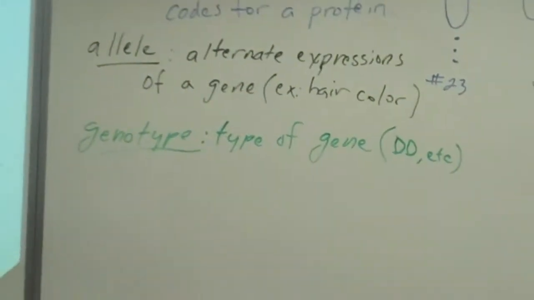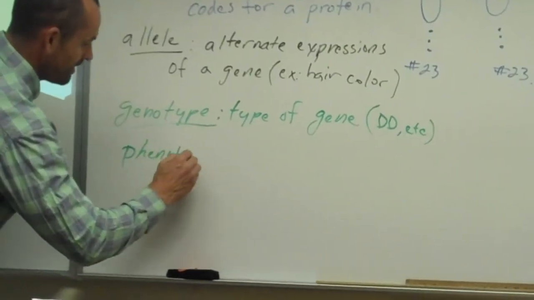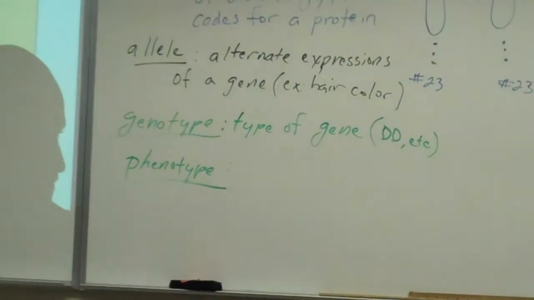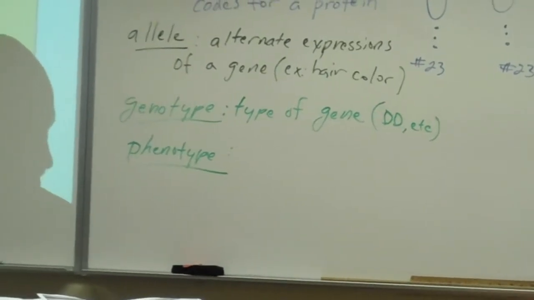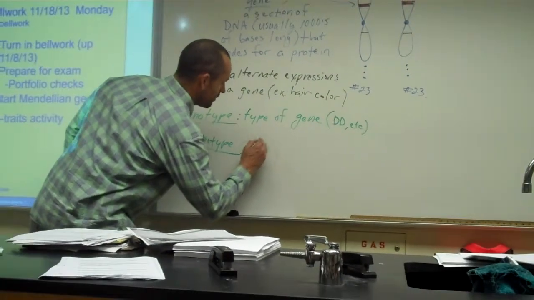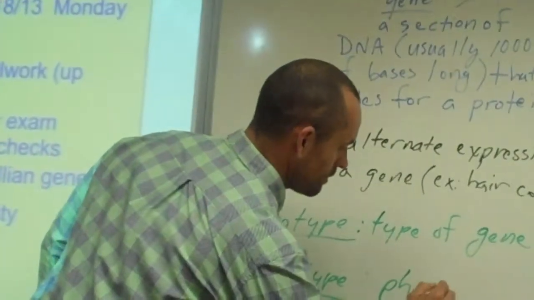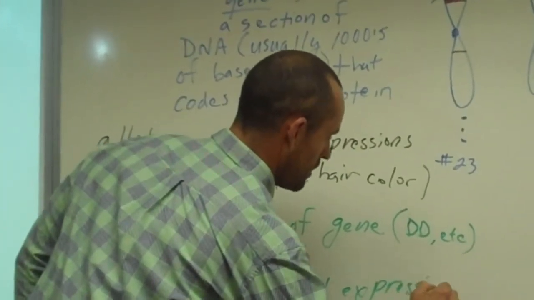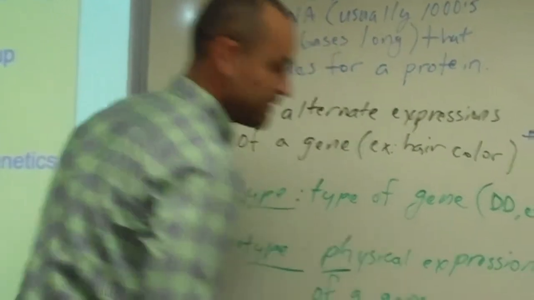Now, if genotype is the type of gene, then what is phenotype? If genotype is the type of gene you have, then what's phenotype? Okay, that's the only one that's kind of weird. A phenotype is the physical, and this is how you can remember it. There's a PH there, and then a PH there. It's the physical expression of a gene. I know it's getting down here a little low, but that's as far as I'll go.